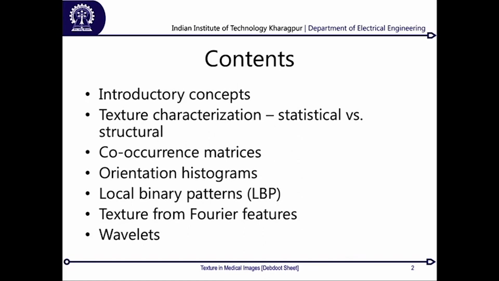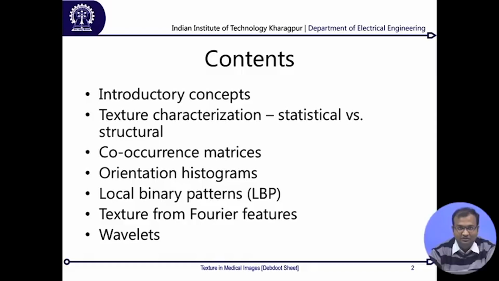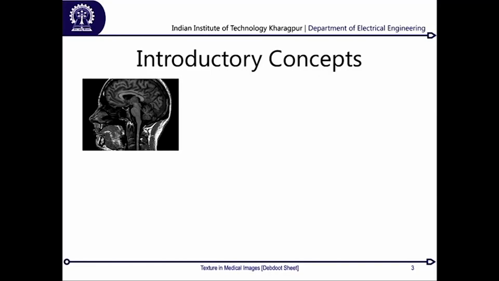From there I would go into statistical versus structural textures, and what is the difference between each of them, and how they are characterized independently of each other. Following that will be some of the very classical texture measures. I will be starting with co-occurrence matrices, orientation histograms, local binary patterns, and textures from Fourier features and wavelets. They will follow one after the other in a very distinct fashion, and each of them is pretty distinct from the others. They are not quite overlapped as such, and each of them reflects a very distinct property of the image itself. So, let us come down to what they would mean.